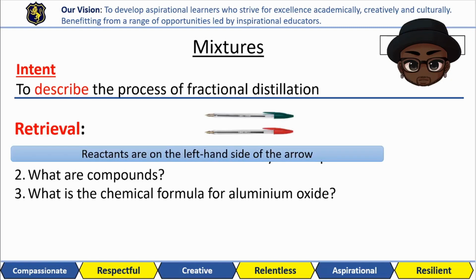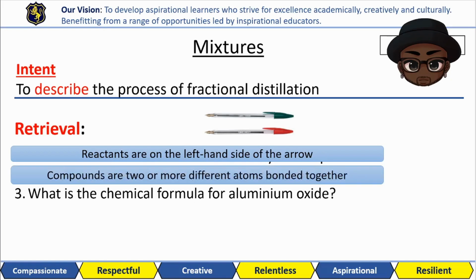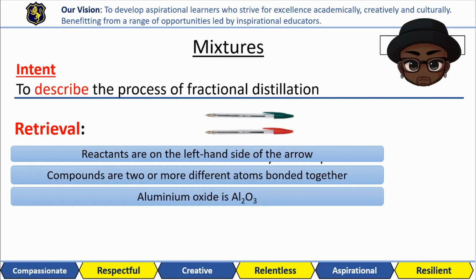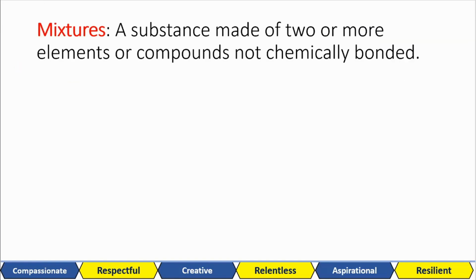Reactants are on the left hand side of our arrow in both word and symbol equations. Compounds are 2 or more different atoms bonded together. Aluminium oxide is Al2O3. A mixture is a substance made up of 2 or more elements or compounds not chemically bonded together.